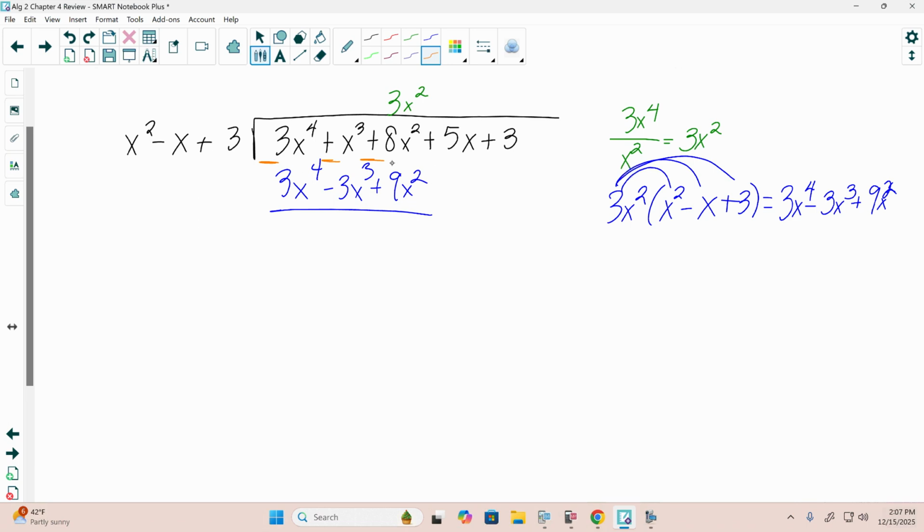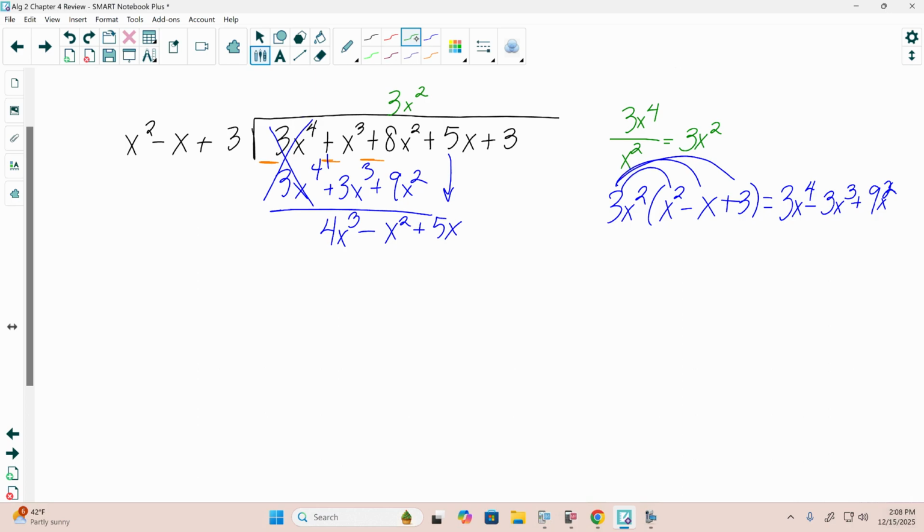And then we're going to subtract. 3x to the fourth minus 3x to the fourth is 0. Negative x cubed minus negative 3x cubed. Well, our negative and negative would make a positive, so x cubed plus 3x cubed would be 4x cubed. 8x squared minus 9x squared, 8 minus 9 is going to be negative x squared. And since we finished subtracting with the first part, we bring down our next term of 5x.